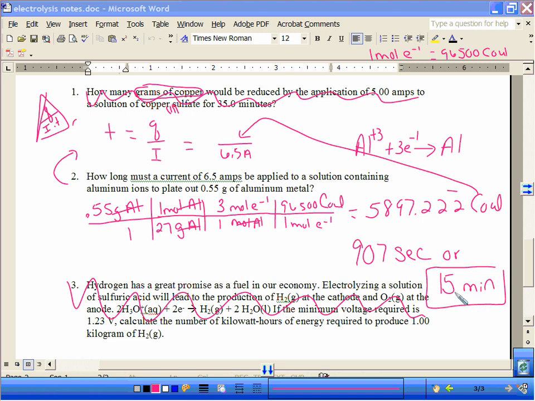And that's pretty much it. We're just going to be using this formula, writing those half reactions. I have uploaded the worksheet, so if you're absent, you can print the worksheet out. Out beside each problem is the answer, so you can check yourself. And then we also do have a quiz on this.